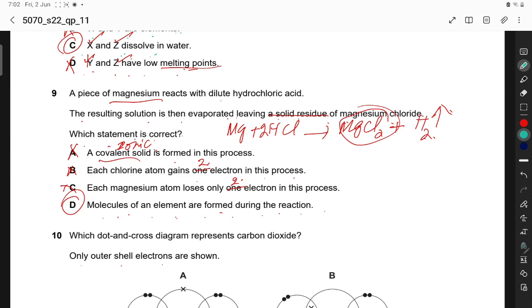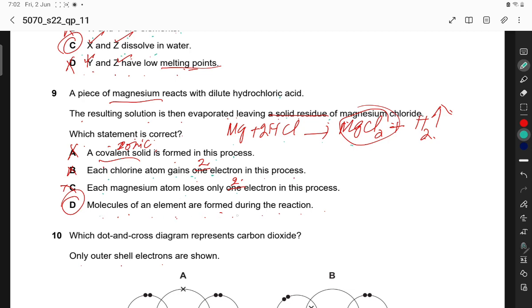A piece of magnesium reacts with dilute hydrochloric acid. This is the chemical equation, how it reacts. So the solid residue is magnesium chloride. Covalent solid is formed in this process? No, this is ionic solid formed in this process. Each chlorine atom gains 1 electron, not 2. In this process, each magnesium atom loses not 1, but 2 electrons.